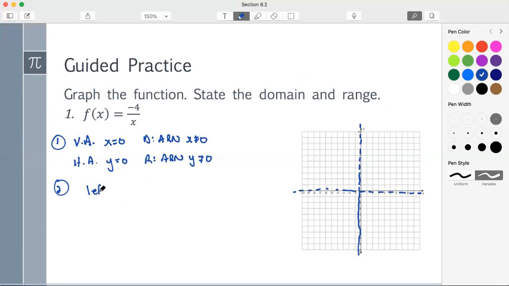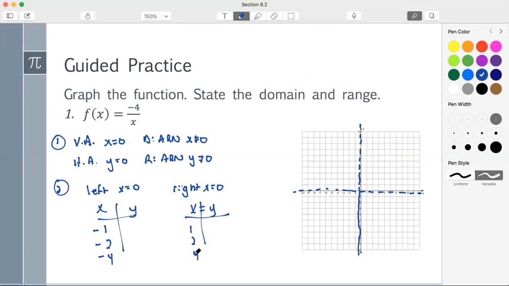So we want left of x equals 0, and we want right of x equals 0. Here's my x and my y. Let's pick some easy numbers here. So we're going to pick to the left of x equals 0, let's pick -1, -2, -4. Let's pick 1, 2, and 4. All right. So if I plug in -1, I'm going to get 4. When I plug in -2, I get 2. When I plug in -4, I get 1. I'm going to get -4, I'm going to get -2, and I'm going to get -1.